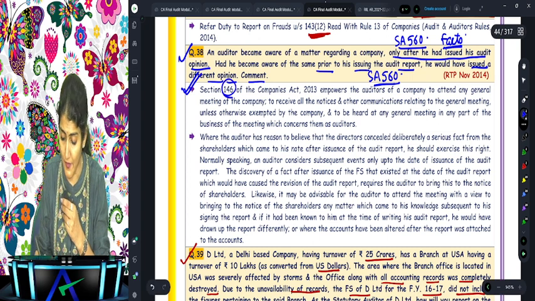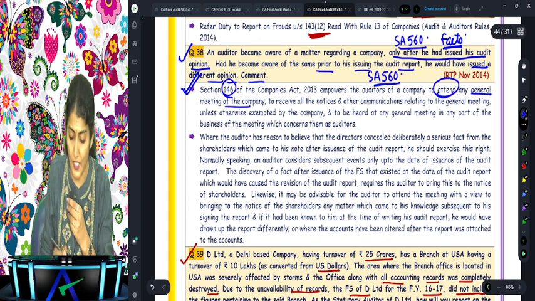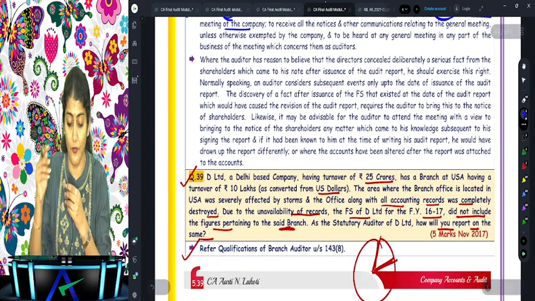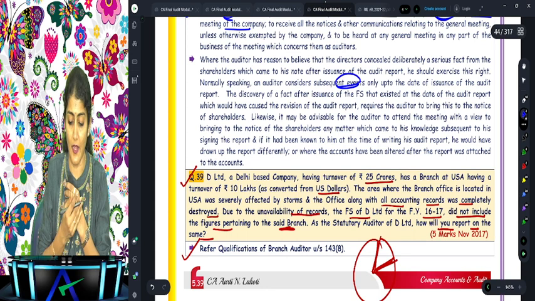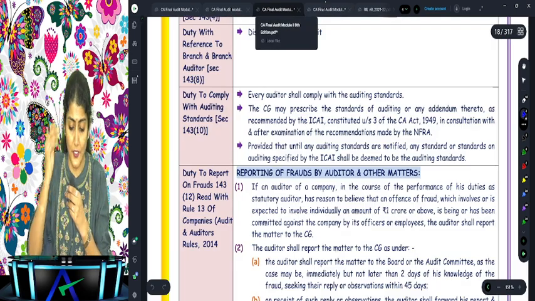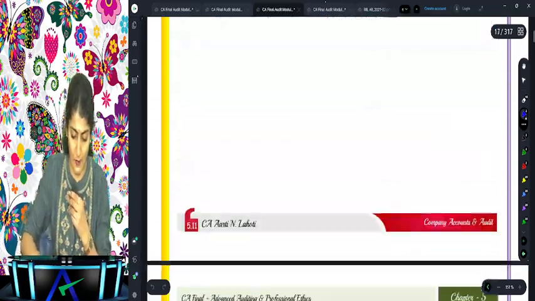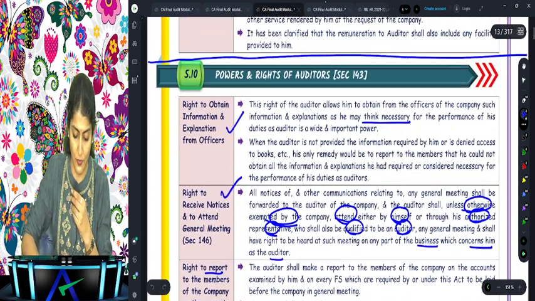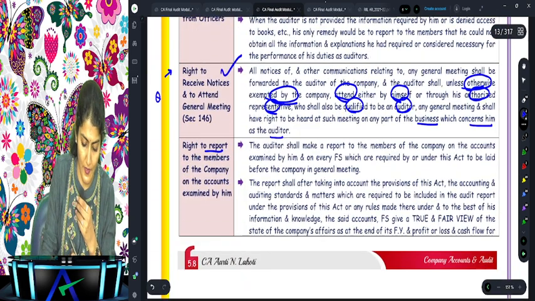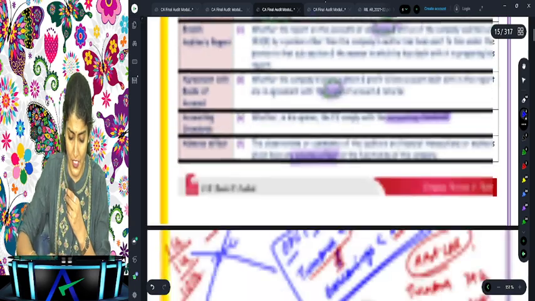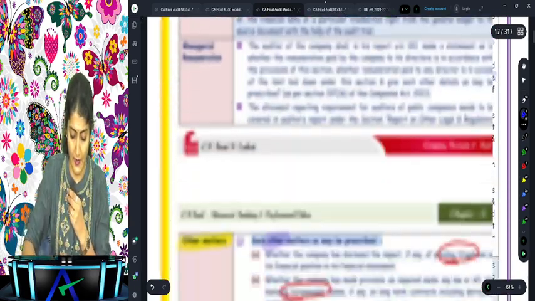You have the right to receive the notice and attend the general meeting of the company. So at the general meeting of the company, you can bring it to the attention of the members, right? So it is also to be considered as a subsequent event. Question number 38 is regarding the right to receive notice and attend the general meeting, which was there in the rights of the company auditor. What is one of the rights of the company auditor? To receive notice and attend the general meeting. So there we have question number 38, right to receive notice and attend the general meeting. Then question number 39 is regarding what?